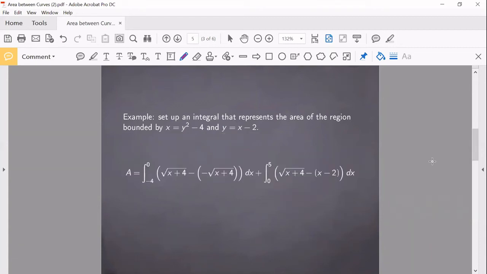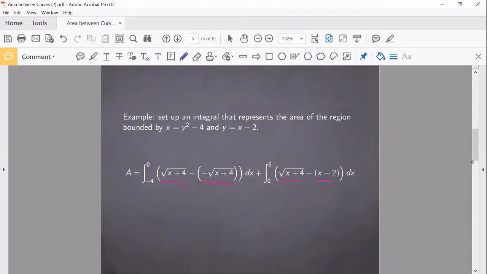Okay, so a lot of work, but this is the setup. Notice I have to have two integrals. There's no way to combine the two. And the first integral is the top of the parabola minus the bottom of the parabola. And then the second integral is the top of the parabola minus the line.